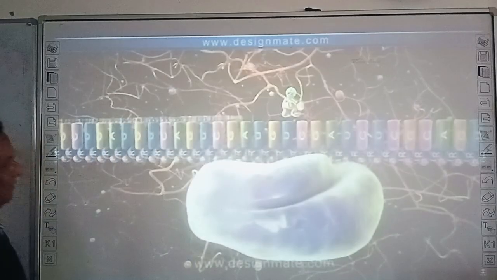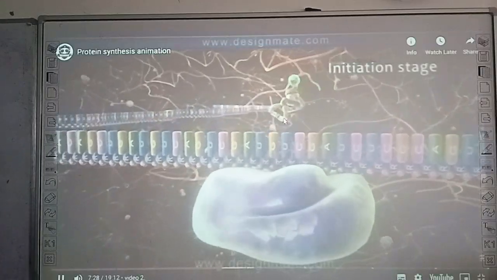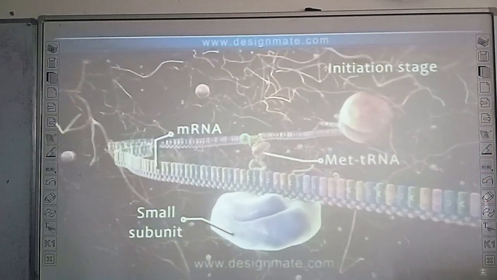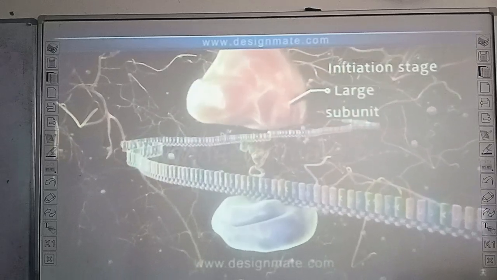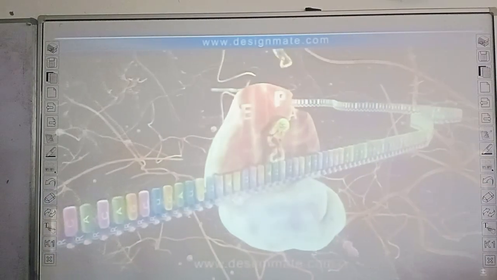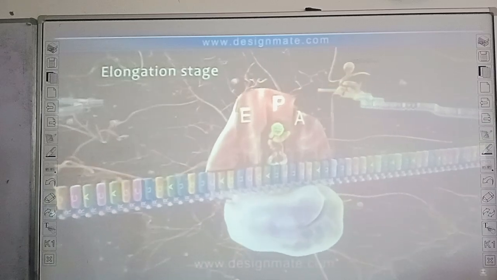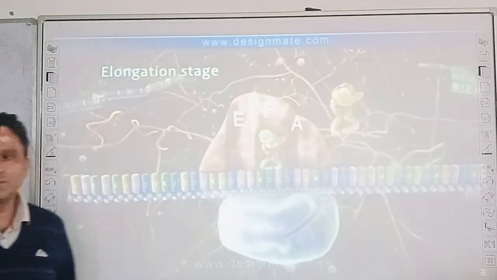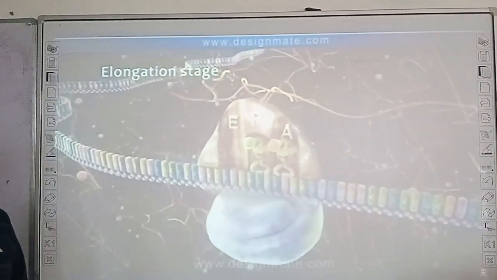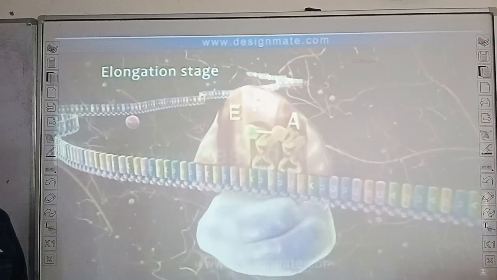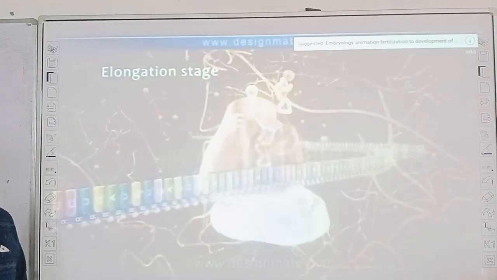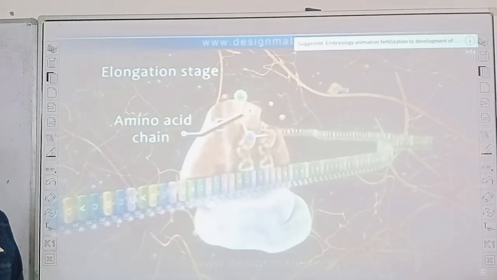Summary. Protein synthesis: the first stage involves the binding of met-tRNA to mRNA and the small subunit of the ribosome. The larger subunit of ribosome then combines with the small subunit. The second stage is the elongation stage. In this stage, the incoming amino acid tRNA fits in the A site. Then a bond is formed between methionine and the amino acid molecule on the tRNA. The process is repeated until a chain of amino acid molecules is formed.